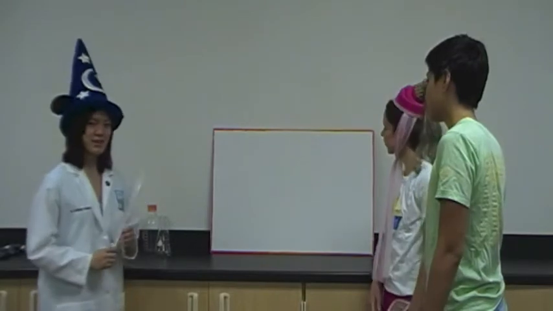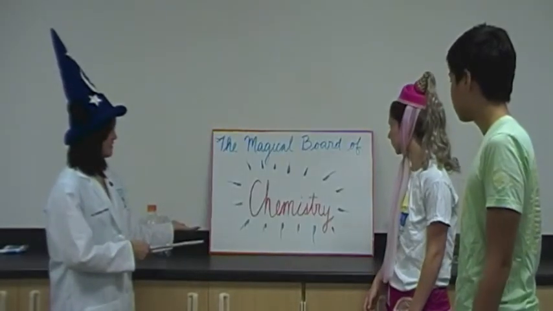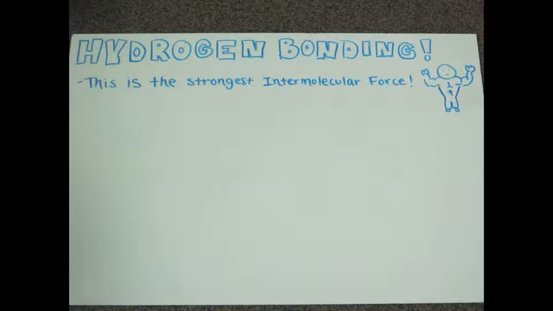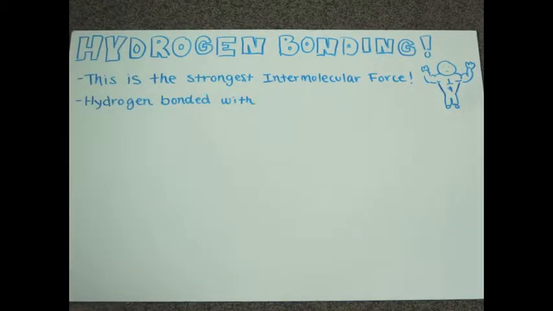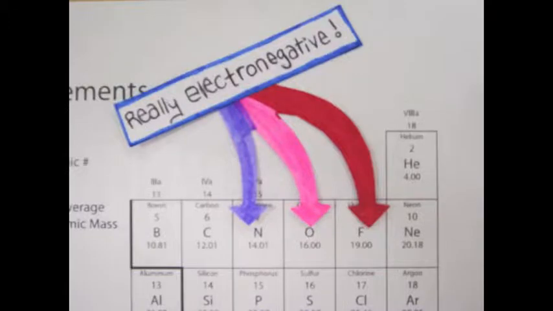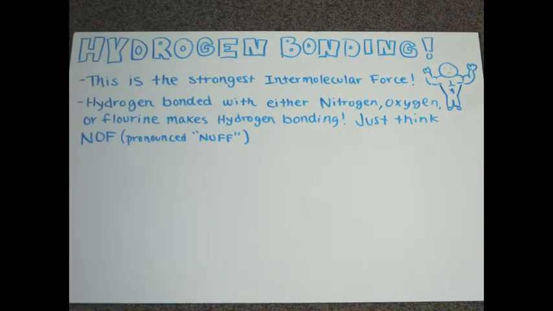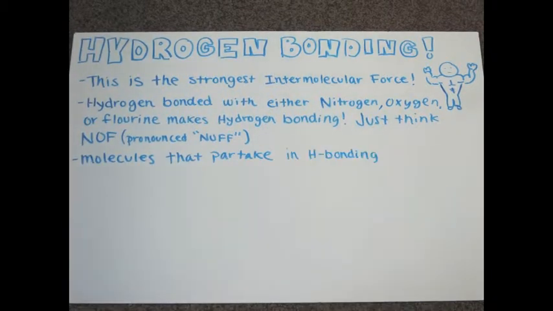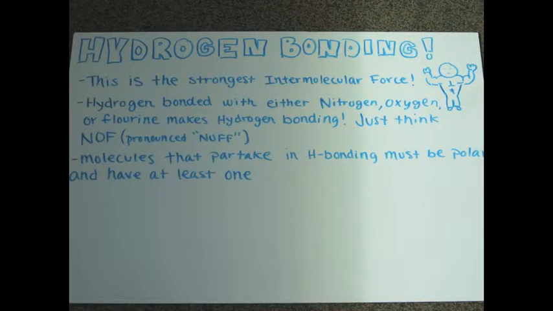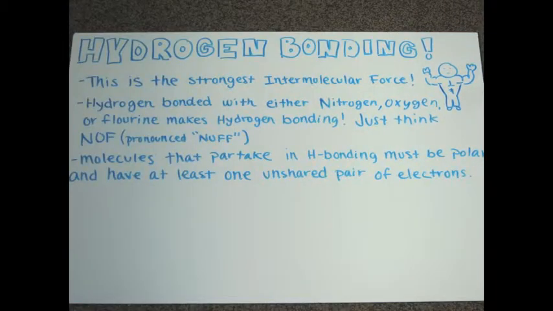Well, let's take a closer look. Let's take a look at the magic of biochemistry. First off, we know that the attraction that occurs in hydrogen bonding is stronger than anything we've seen in this video. Hydrogen bonding is when the element hydrogen bonds with any of these three elements: nitrogen, oxygen, or fluorine. Just think NF. Do you mean NOF? Same thing. But not just any molecule with nitrogen, oxygen, or fluorine can hydrogen bond. They have to be part of a polar molecule and have an unshared pair of electrons around either the nitrogen, oxygen, or fluorine atoms.